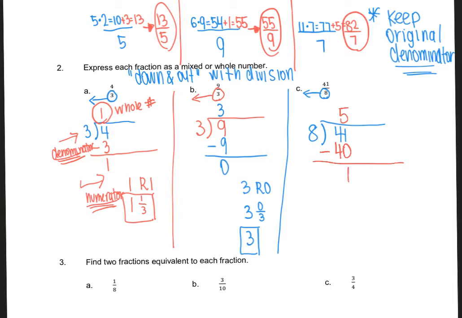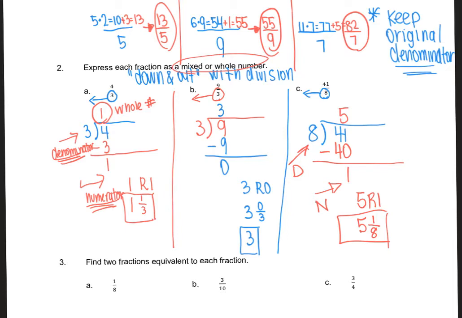So I'm definitely done because 8 doesn't go into 1. I don't have anything to bring down. So my answer from last chapter would have been 5 remainder 1. But fractionally, it's 5 and 1/8, right? Because this is my numerator and this is my denominator. And that's how I want to write it when it asks me to find the mixed or whole number.